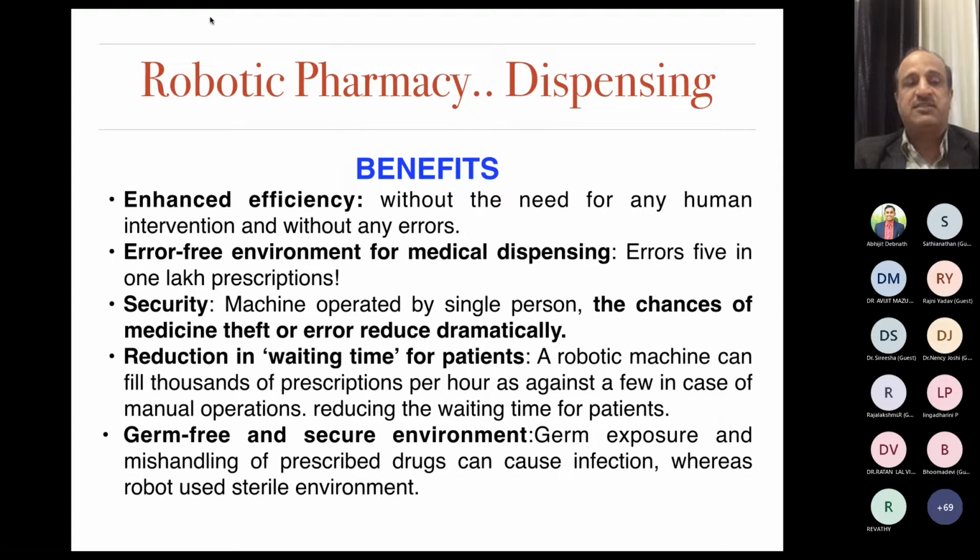The chances of medicine theft can be reduced dramatically by this robotic pharmacy. There is a reduction in waiting time for the patient, as the barcoded prescription is screened and immediately they get the drugs. The patient also gets a germ-free and secure environment at the place.